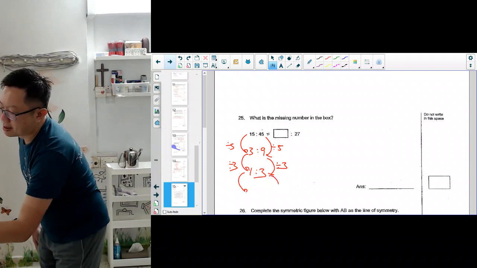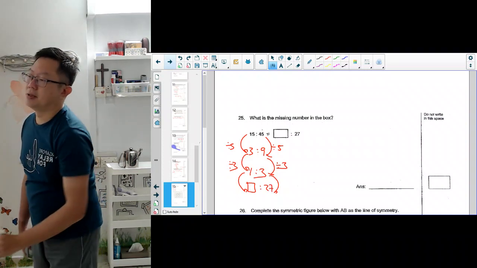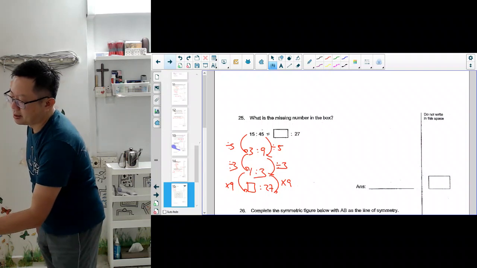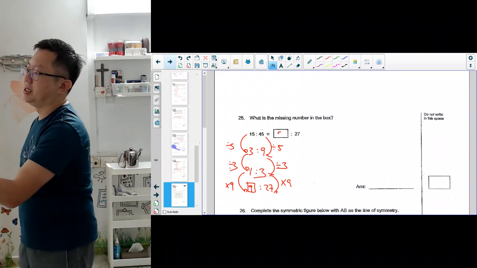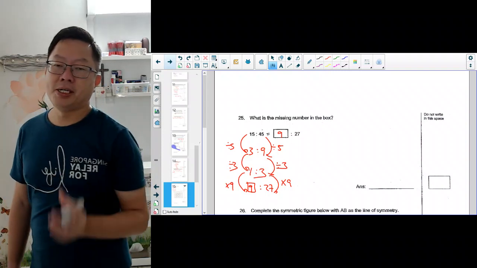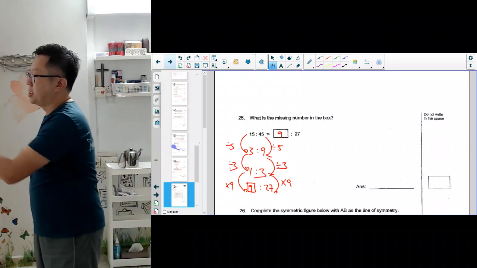So what's the missing number? Something is to 27. So you times 9, 3 times 9, and 1 times 9. And the missing number is actually 9. Okay, so the lesson here, like what we mentioned just now, is to get the simplest form to find the missing number. Alright, question 26.